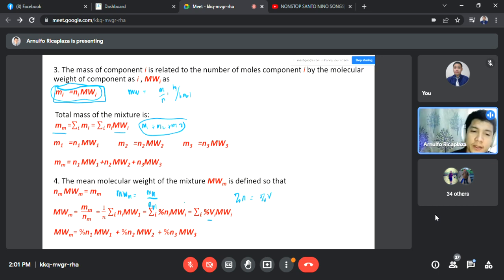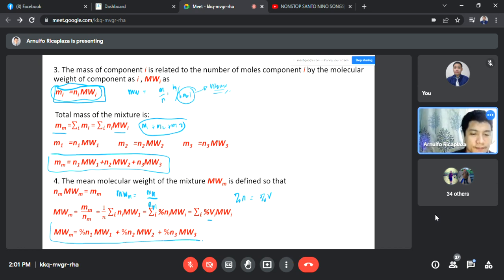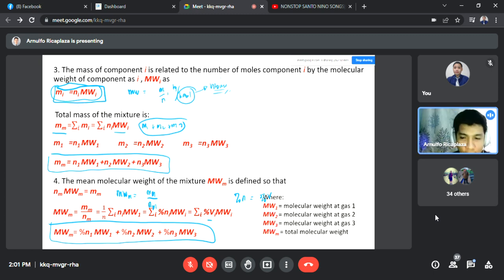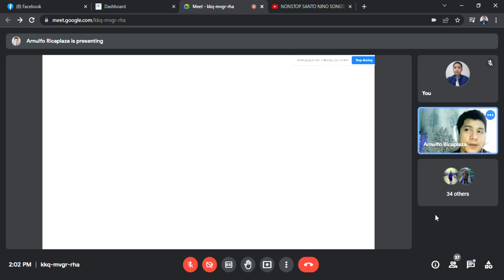Because that is mole, and take note, the mole is considered as the volume. Just recall that. And we have this, and of course the basic, don't forget the basic: molecular weight of gas 1, molecular weight of gas 2, and molecular weight of gas 3. So MW3 and MWM, that is the total molecular weight, or of the mixture. So there's a relation between the mass fraction and the mole fraction.